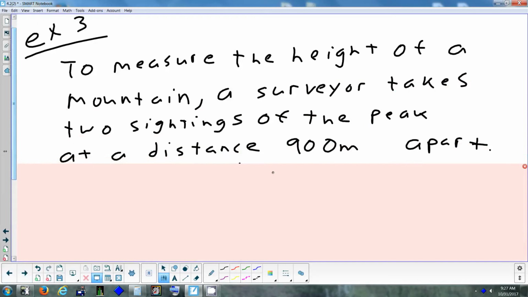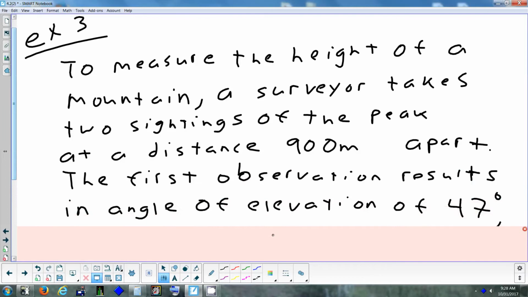So the surveyor is going to do it at one spot, shoot a laser to the top of the mountain, and then drive 900 meters back and do the same thing again. Now, as you move away from a mountain, the angle to it changes. Think about if you're at the movies. If you're really close to the screen, your angle to the screen is really steep. As you move further away, the angle is not as steep. Same idea: as the surveyor backs up, the angle gets less steep.